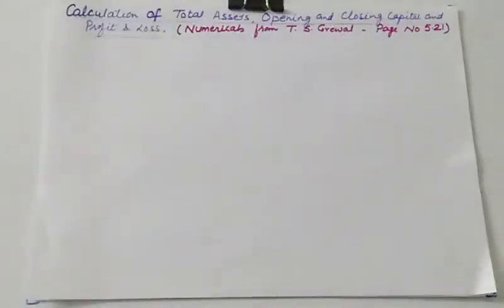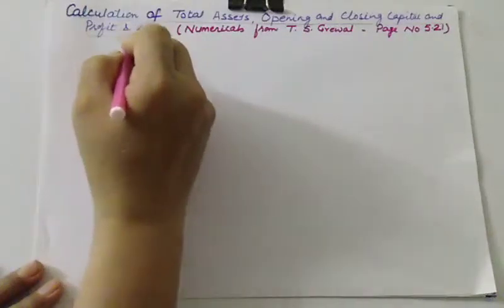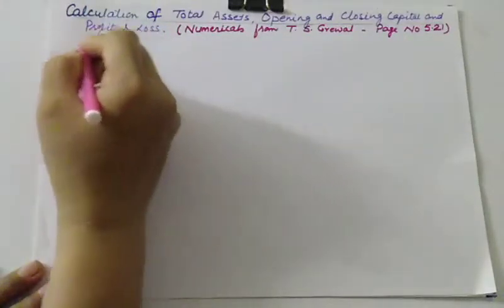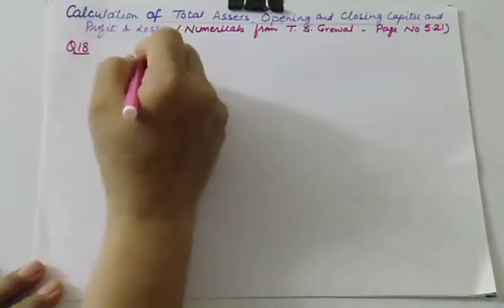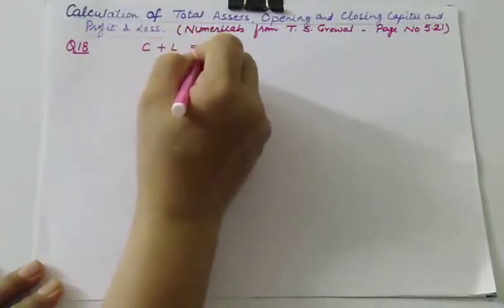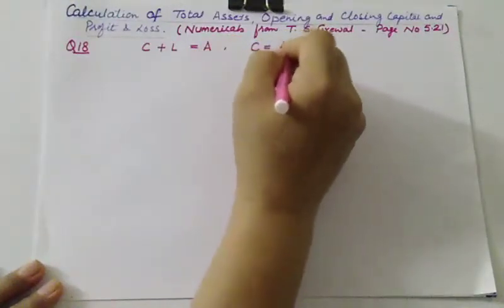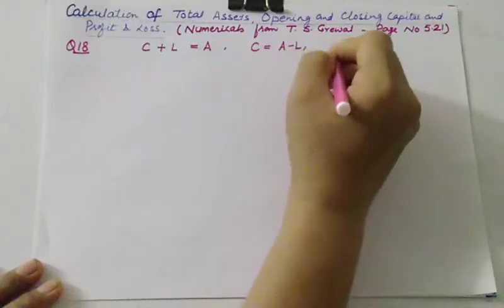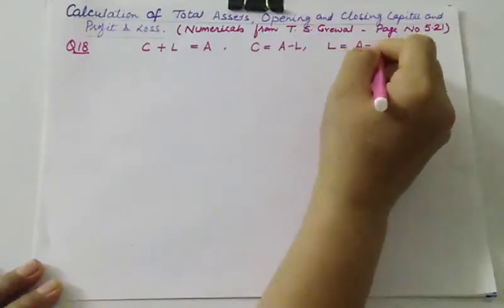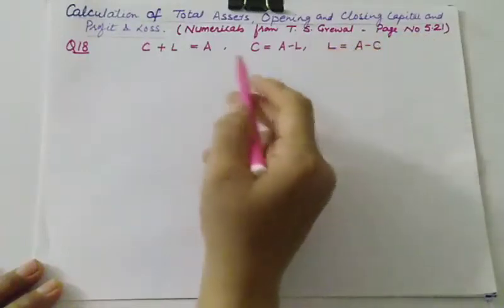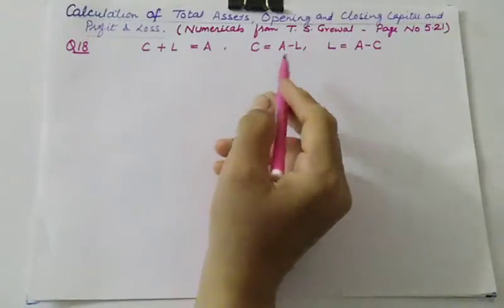So basically all these numericals are based on the basic accounting equation, which is C plus L is equal to A. You can also write it like this: C is equal to A minus L, or if suppose L is missing, you can write like this also, L is equal to A minus C. So we'll be using all these three expressions.